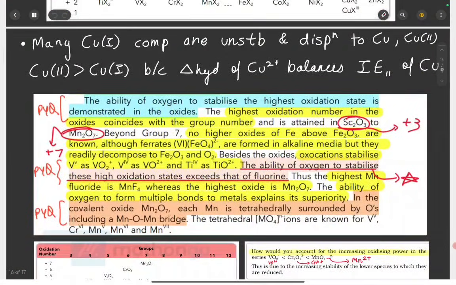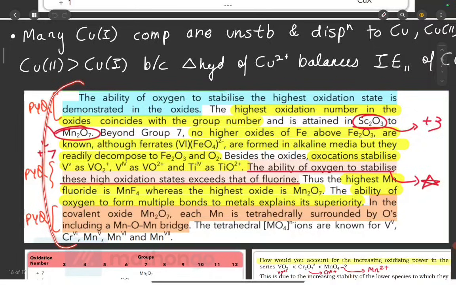Okay. And in this part, there were so many points that I did not trust myself to write it down, so I just attached a screenshot. The ability of oxygen to stabilize the highest oxidation state is seen in the oxides, and this ability of oxygen surpasses even that of fluorine. Now in the earlier half of the oxidation number.